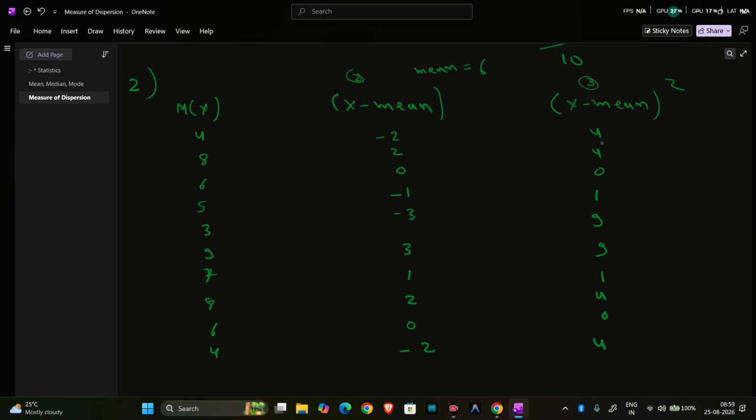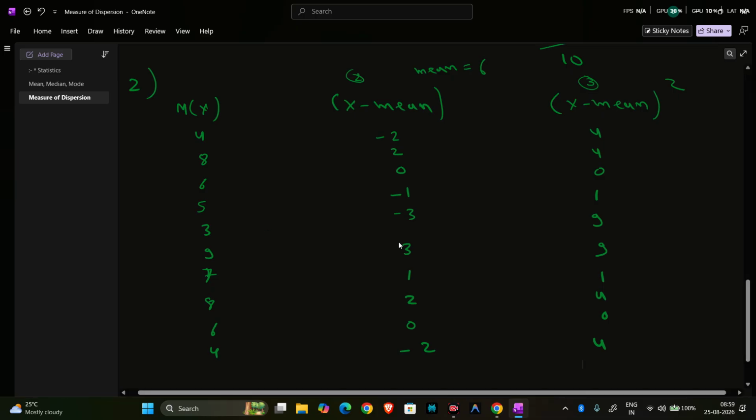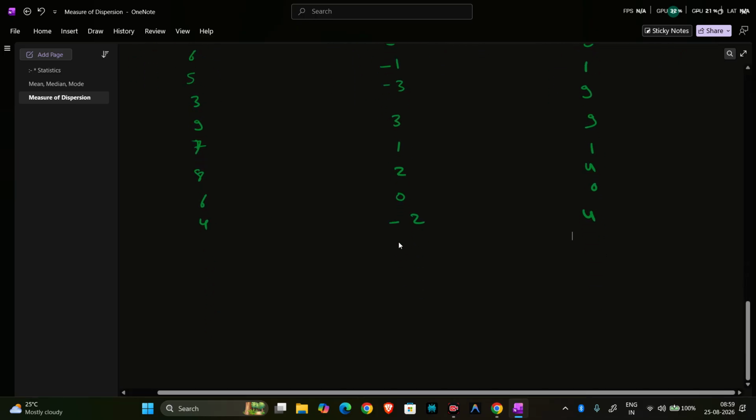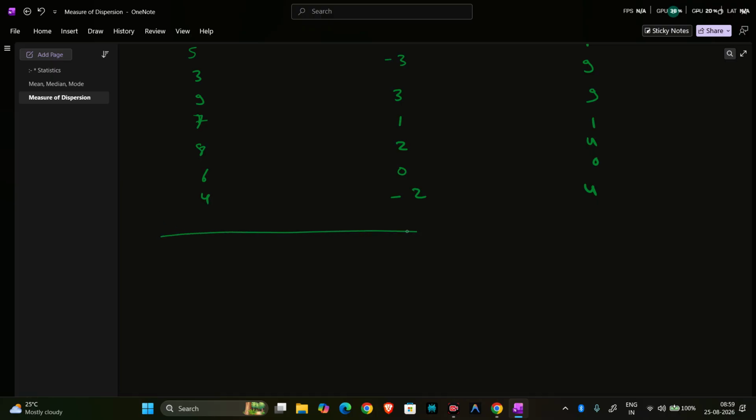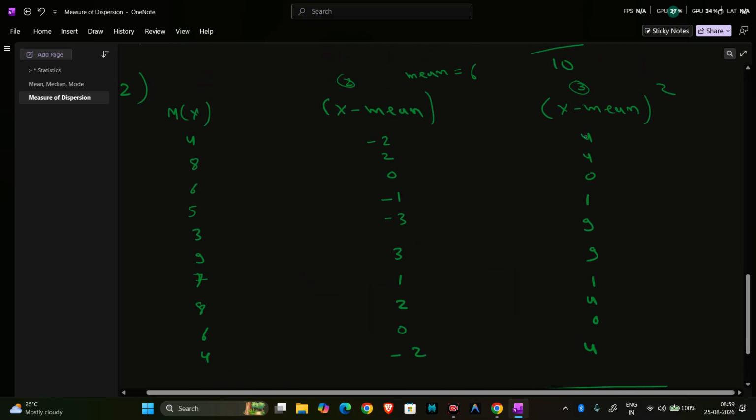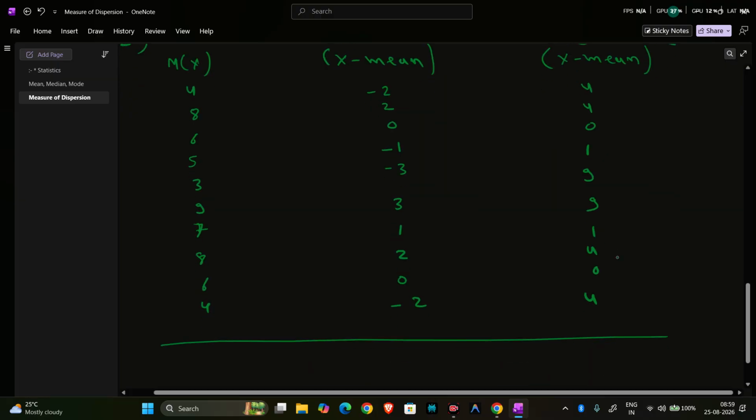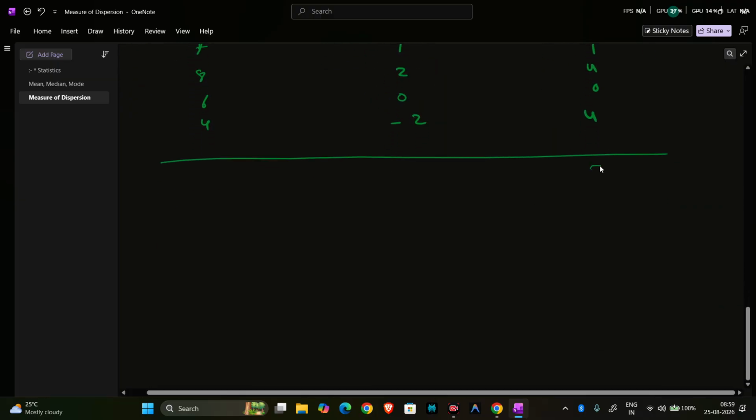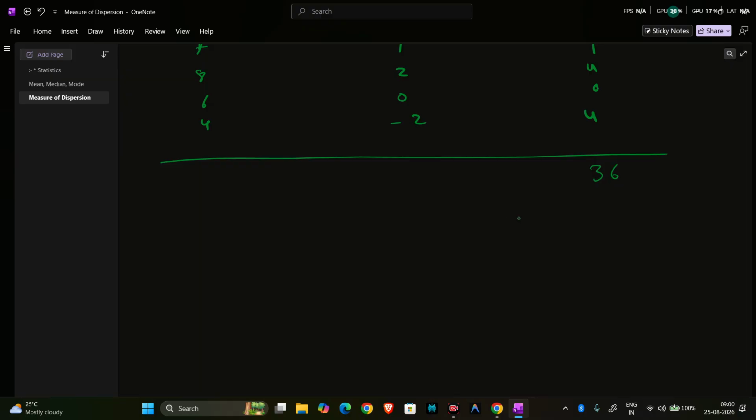Next, what were the steps we had? We have the sum of all these values, right? Like the sum of the deviation squares. Okay, we will add this: 12, 4, 4, 9. We will get 36 here. Okay, so this is the sum of the squared deviations.